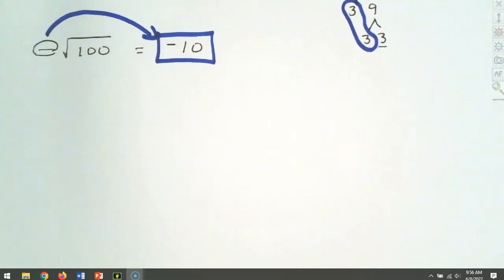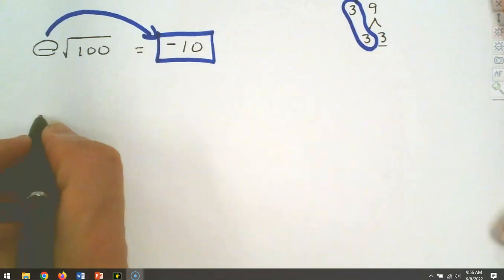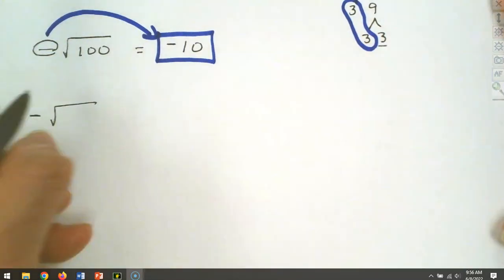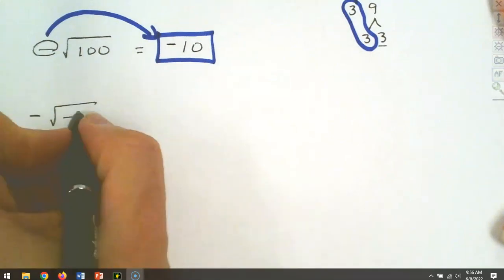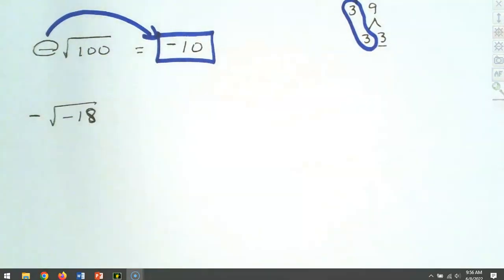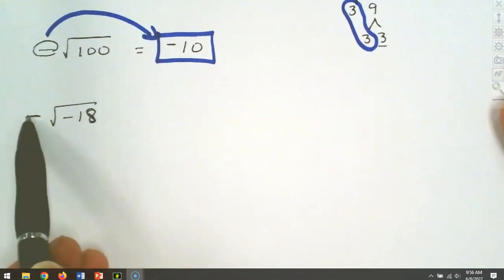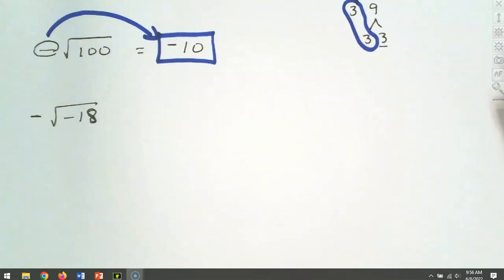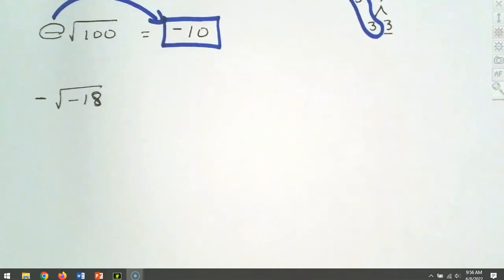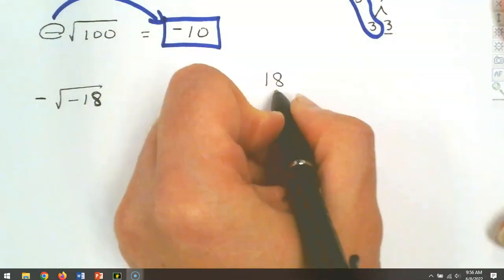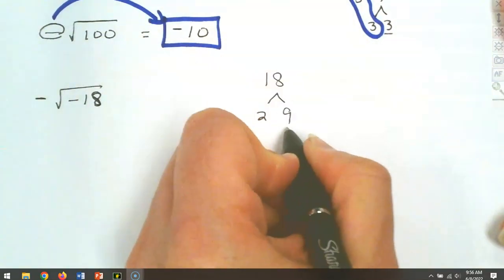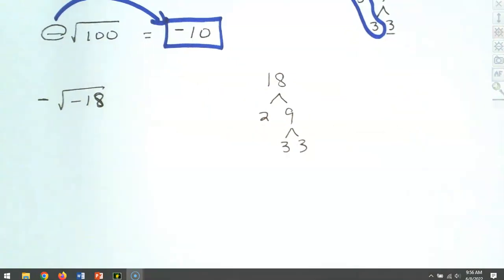Also, you cannot cancel negatives. So if a negative is in front and underneath the root, they will not cancel out. So let's try this one. You cannot cancel out the negatives. Why not? Because you have to do the square root before you cancel. Because when you cancel, that's multiplication, and square roots are always done before multiplication. Break up the 18. 2 and 9. 3 and 3. Got our pairs.